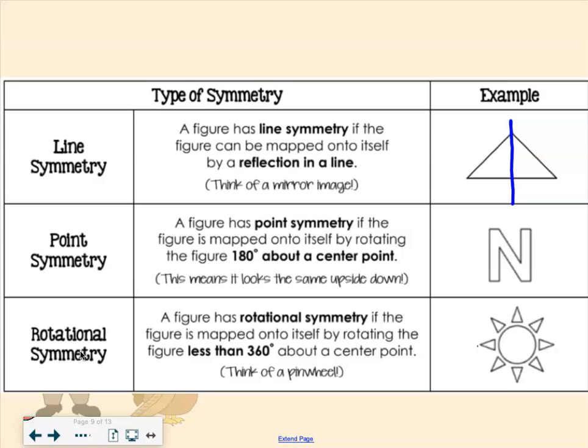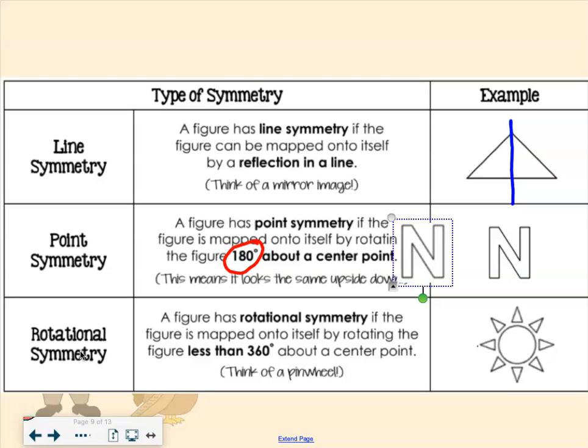Okay, point symmetry, will you guys highlight this part? It's if you take a figure and rotate it 180 degrees around a point. So it only works for 180 degrees. So if I take this N and turn it 180 degrees, do I get the same thing? Yeah. So that's point symmetry. If you can flip it upside down, you get the same picture.